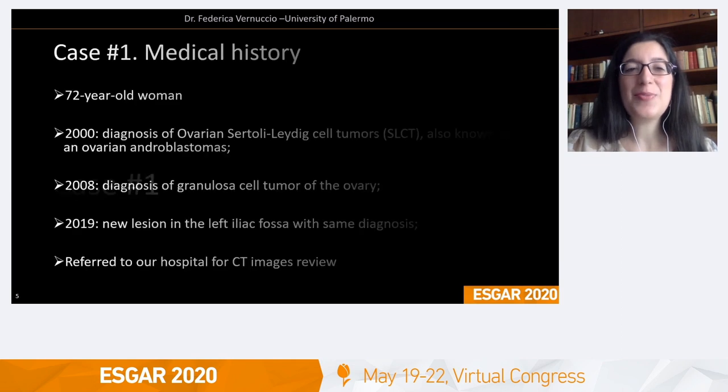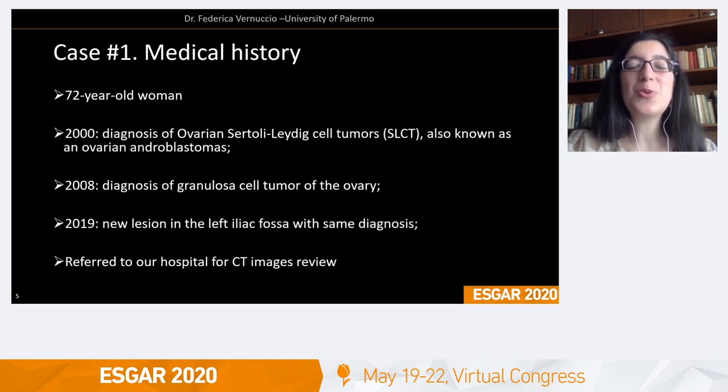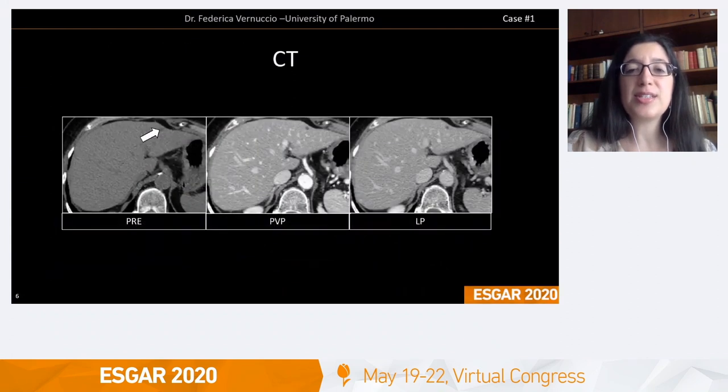For the first case, we have a 72-year-old woman with a prior history of ovarian germ cell tumor almost 20 years ago, and a diagnosis of a granulosa cell tumor of the ovary almost 10 years ago. She was referred to our hospital to review CT images, and specifically, these are the images that they showed us. We can see a pre-contrast image, a portal venous phase, and a delayed phase.